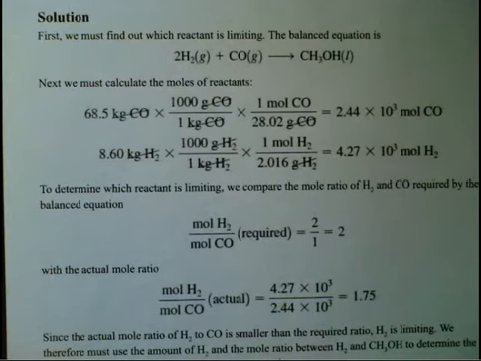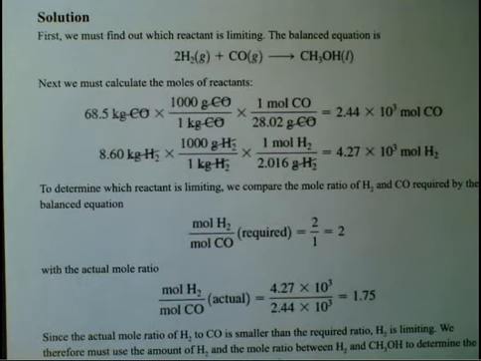So first, we must find out which reactant is limiting, the hydrogen or the carbon monoxide. And so we need to look first at the balanced equation. Next, we must calculate the moles of reactants because we need to be able to use the mole ratios to figure out which substance is limiting.